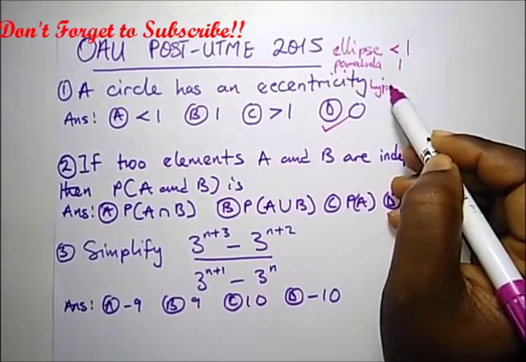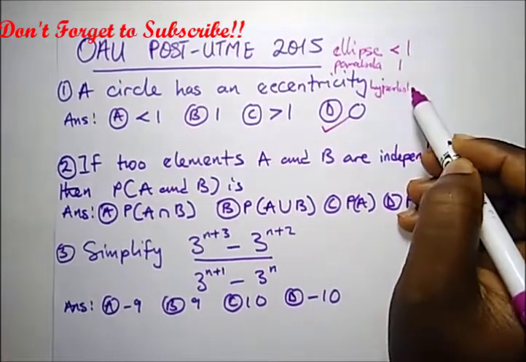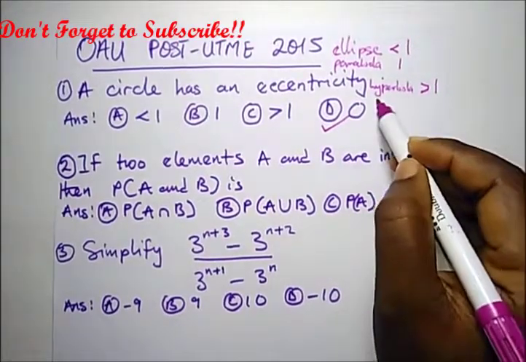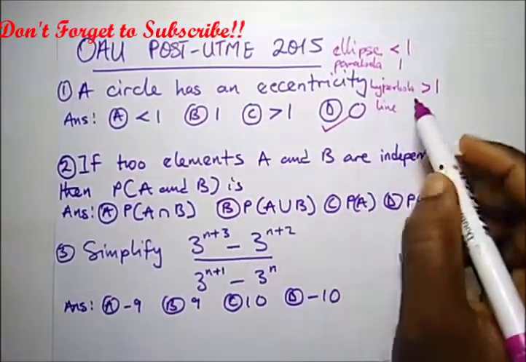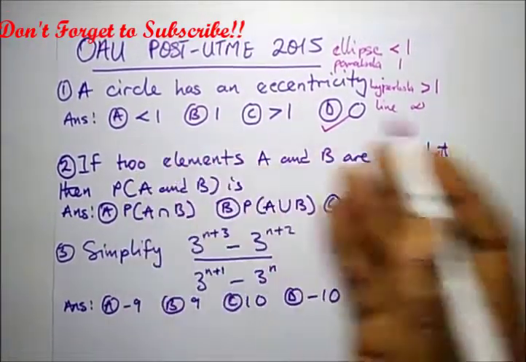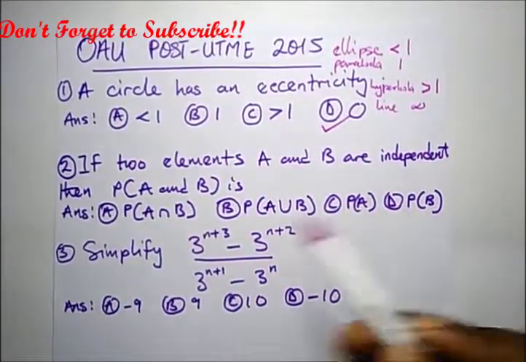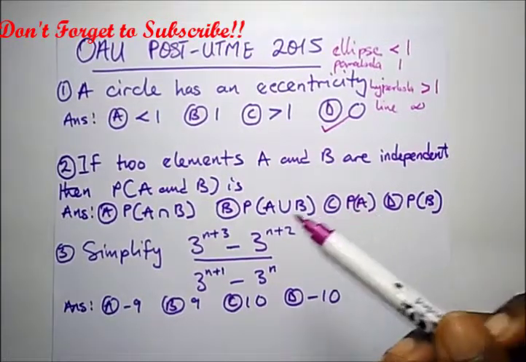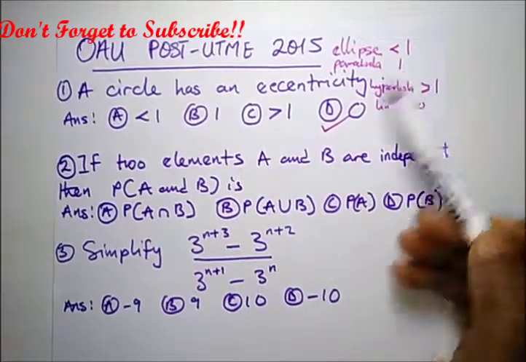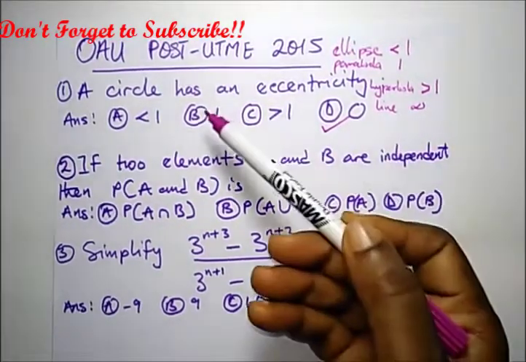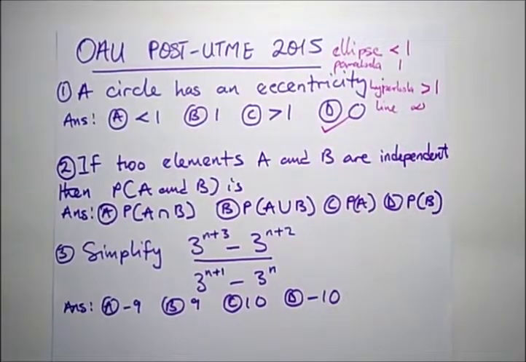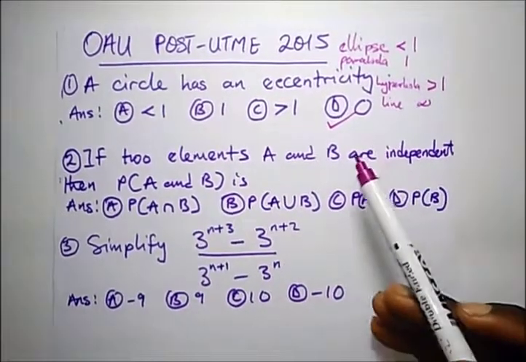For a hyperbola, you can see what I mean, that this is further maths, it is greater than 1. And for a line, the eccentricity is infinite. Eccentricity is just the measure of how much a conic section deviates from being circular. But the major questions that come out from it are just the eccentricity of a line, a circle, a parabola, and so on. So this is it.